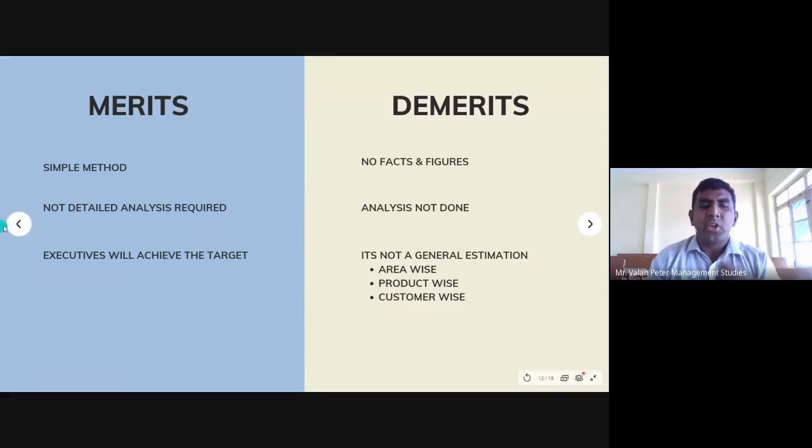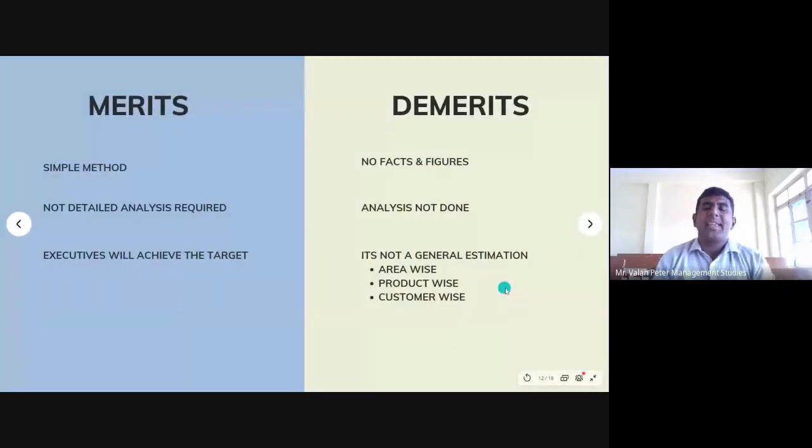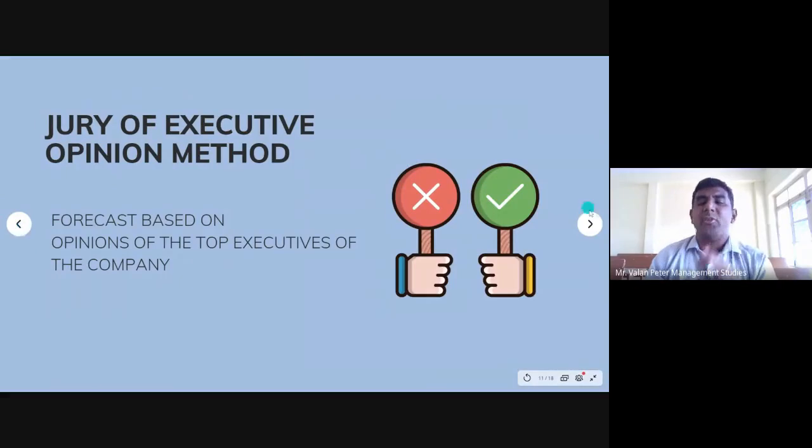But in this method, the jury of executive opinion method, there is no such forecast, and it is only a general estimation. In the opinion method, for example, due to some situation honey chocolate may not be selling today, but tomorrow it may sell high. So what should be done is area-wise, product-wise, customer-wise forecasts, which are not mentioned here. It should not be very general; it should be focused. For example, take up an area and do the forecast. Take up a product, do the forecast. Take up a customer, do the forecast. That is very, very important. All these things will be lacking in the jury of executive opinion method.